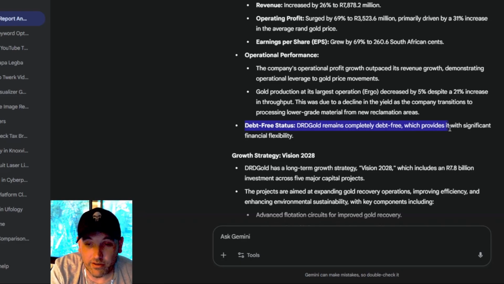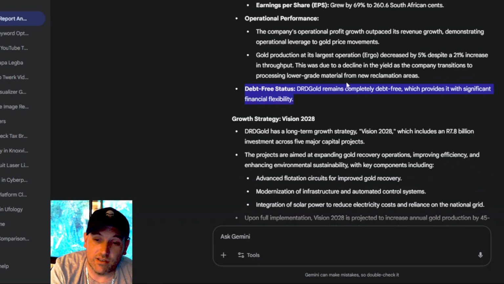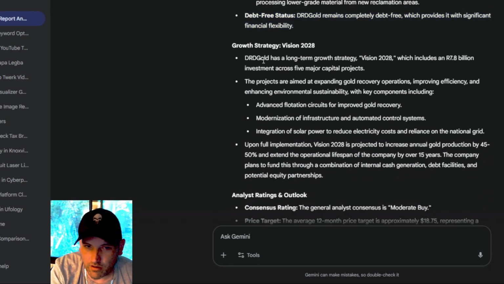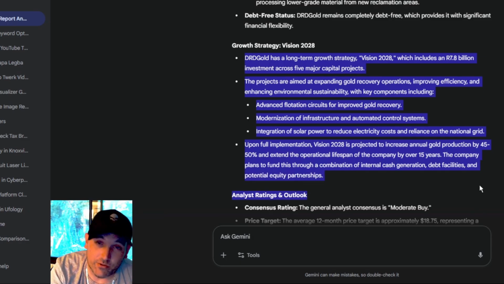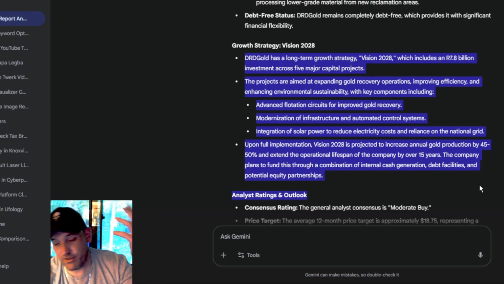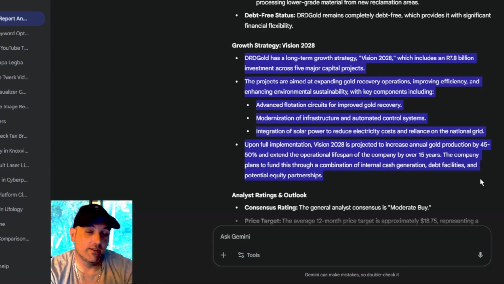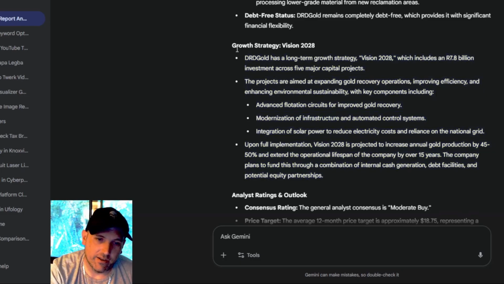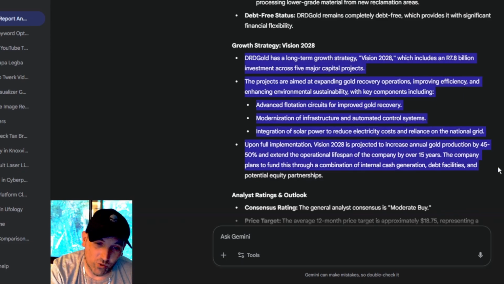You want to know if a company has debt or not. DRD Gold remains completely debt-free, which provides it with significant financial flexibility. Growth strategy vision. DRD Gold, of course they do. You could probably go find all this in the investor presentation, but you got to go to the DRD website. You got to go find the links to the investor presentation, and so on. It's right here, the growth strategy and vision 2028. All that is right here.